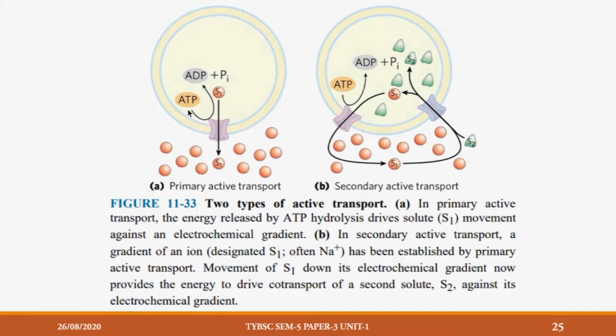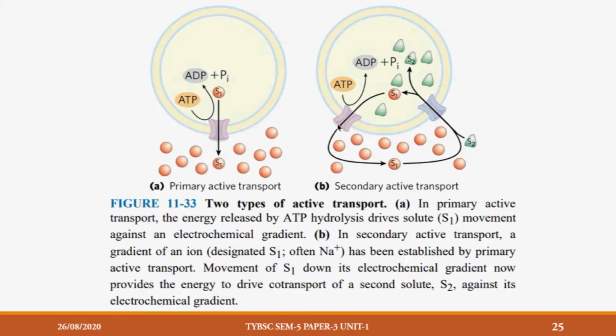So during the primary active transport, the solute will be transported from inside to outside, and during this process we can see we have hydrolysis of ATP. So the one phosphate of ATP here will be released, and that energy is used for the transport of the solute from a low concentration region to a high concentration region. Okay, this is your primary active transport.